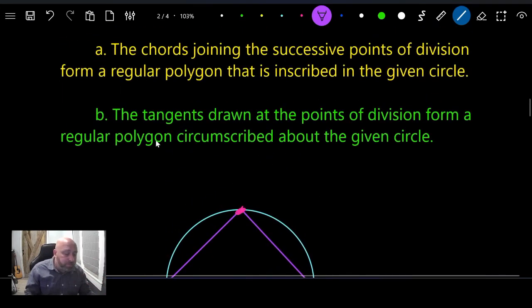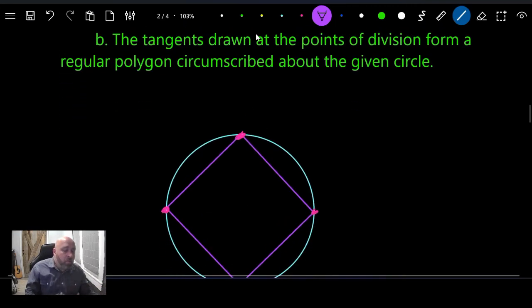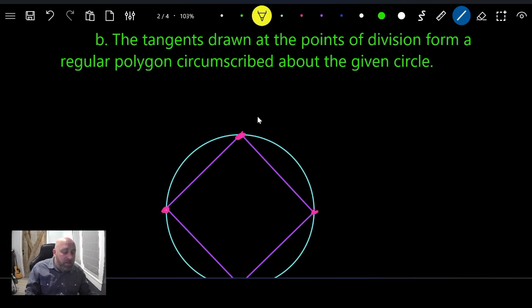All right, the next one, letter B: the tangents drawn at the points of division form a regular polygon circumscribed about the given circle. What does that mean? Well, let's take now, instead of drawing chords, we're going to draw tangents. And these ones are a little bit harder to draw. They get a little weird trying to draw them on this program just because they don't end up coming out perfect.